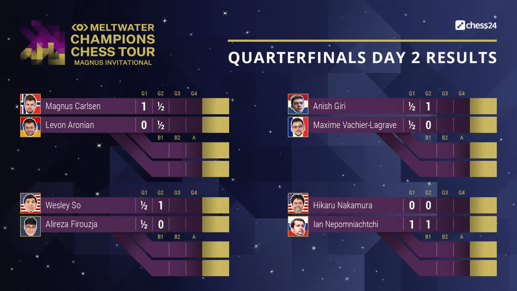Anish Giri also leads his set, which means that Maxime has to win one of the next 2 games to take it into playoffs at least. And Hikaru Nakamura against Jan Nepomniachtchi, he's down 2 games. Once again for Hikaru, the same situation as Levon to start with. He needs to win at least 1 game. We're going to have liftoff in a couple of minutes, Peter. Let's get some fresh air, and we'll be back with all the action.